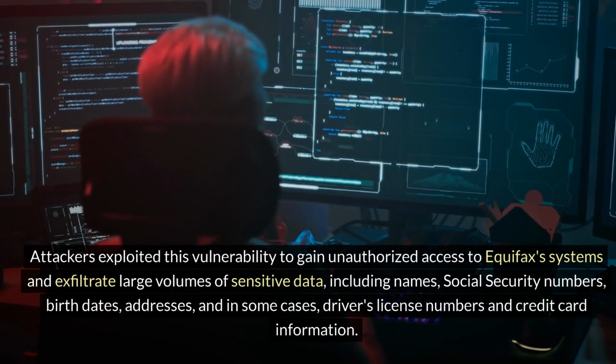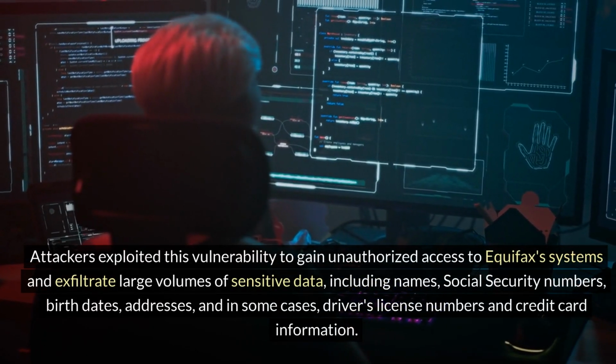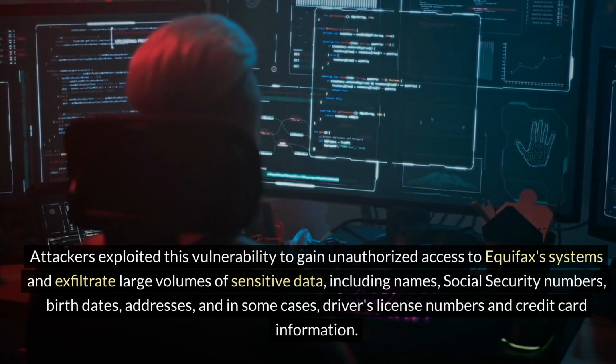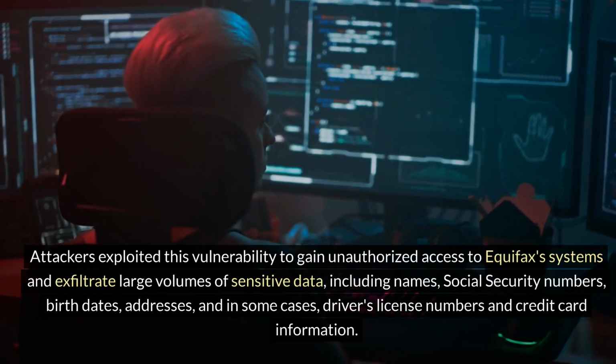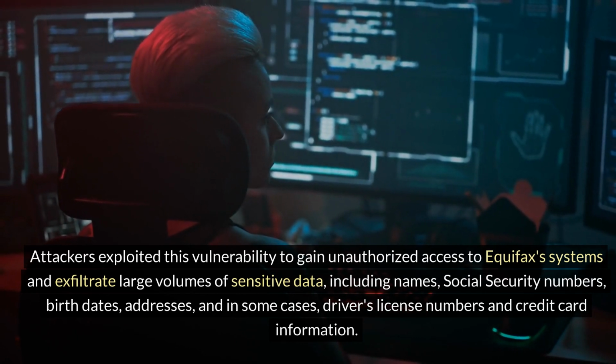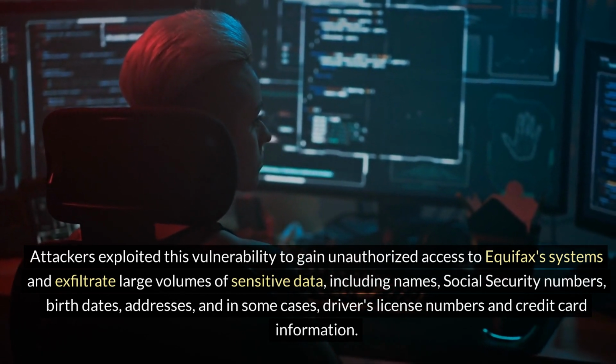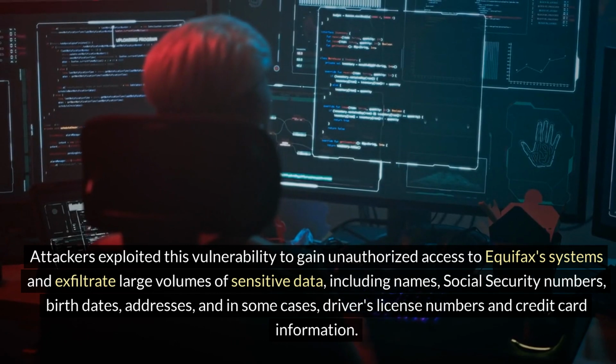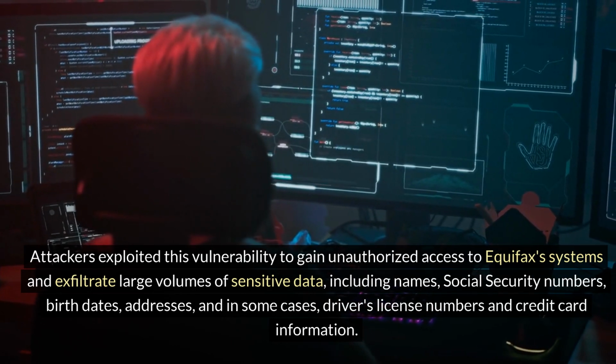Attackers exploited this vulnerability to gain unauthorized access to Equifax's systems and exfiltrate large volumes of sensitive data, including names, social security numbers, birth dates, addresses, and in some cases, driver's license numbers and credit card information.